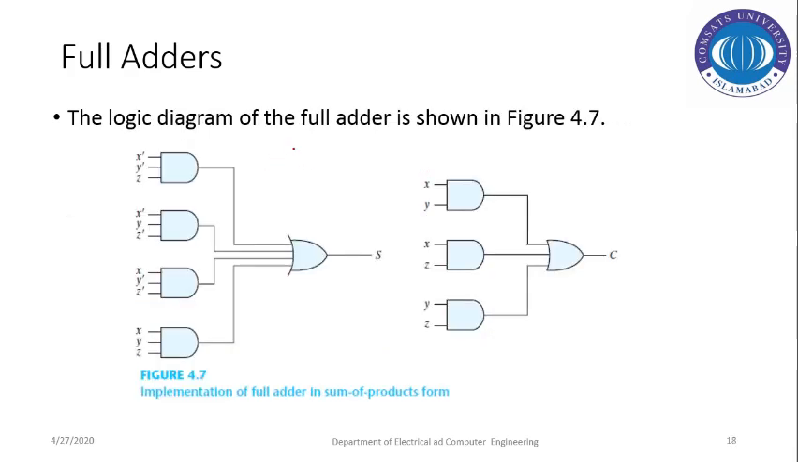This is the logic diagram for the full adder that has been shown in figure 4.7. These are the product terms that are represented by these AND gates, and ultimately all these terms are ORed by using this OR gate in order to produce the sum. Similarly, for the carry, these are three product terms represented by these three AND gates, and the results of these three AND gates are ORed in order to produce the carry output. So these are the minimum number of resources that can be used to implement a full adder circuit.